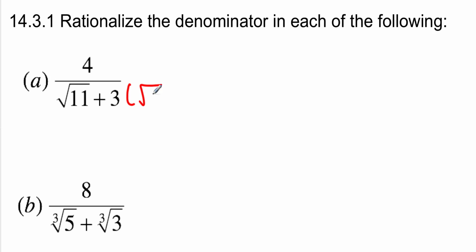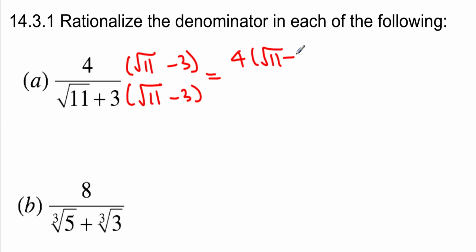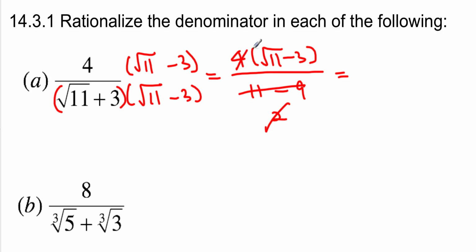Then we're going to multiply by square root of 11 minus 3. Then on top, we will end up getting 4 times square root of 11 minus 3. How about on the bottom? This will be the difference of squares, as you can see. So we get 11 minus 9, because the square of 3 becomes 9. Then we realize that this portion is equal to 2. So 2 and 4 cancel out, becoming 2. So we end up getting 2 times square root of 11 minus 3 as our final answer.